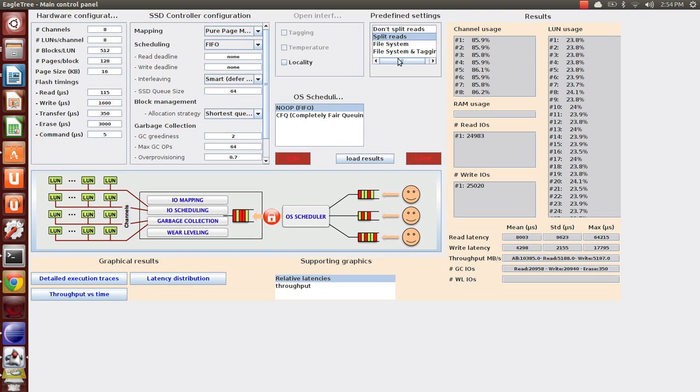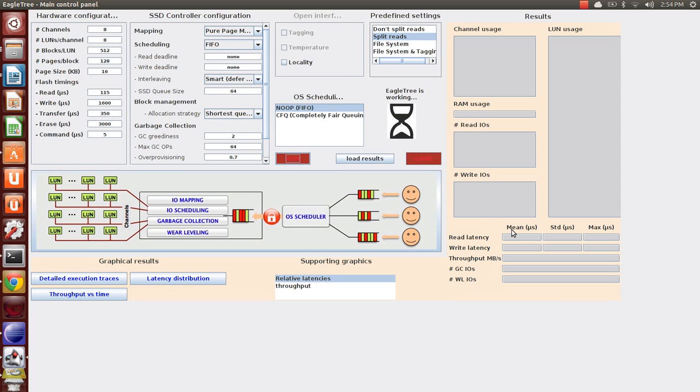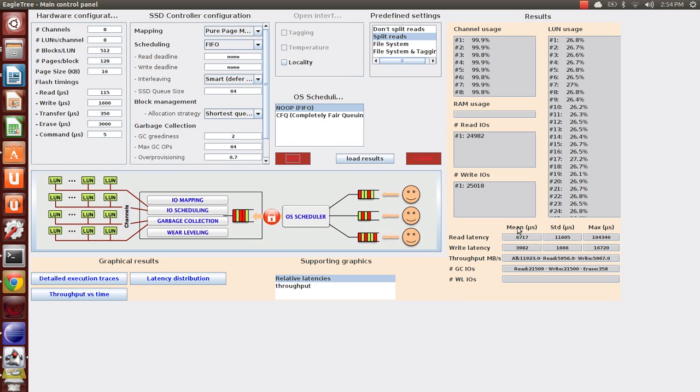Okay, let's now try to run the second strategy. Okay, so what we should note is the channel utilization increased to almost 100%, which is a significant improvement, and throughput increased from around 10,000 IOs per second to almost 12,000 IOs per second. Pretty big improvement.